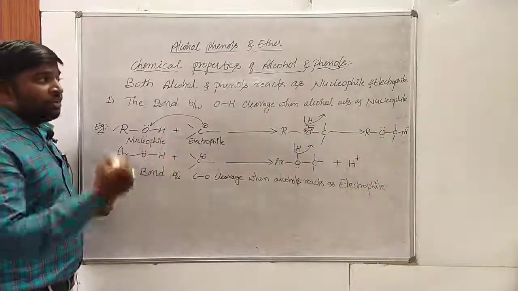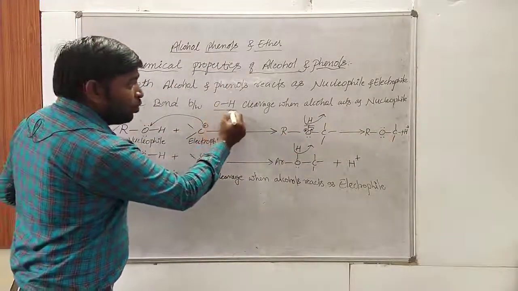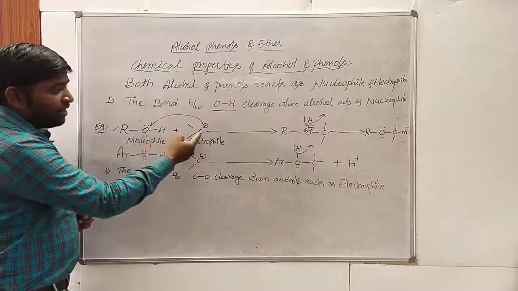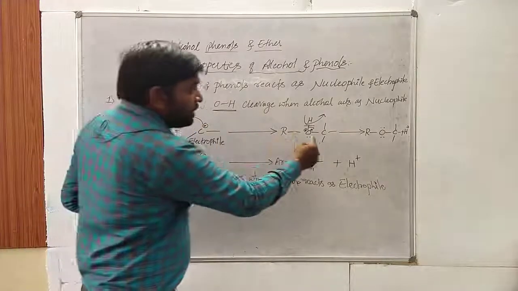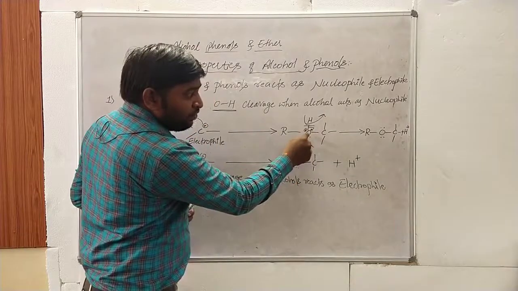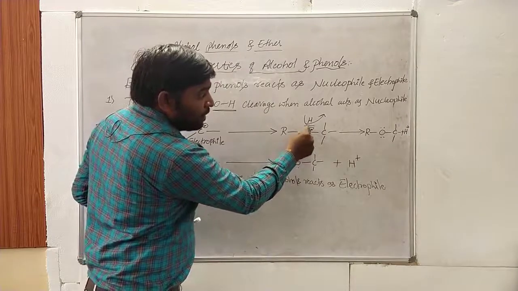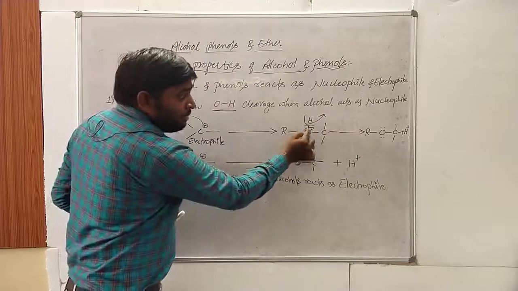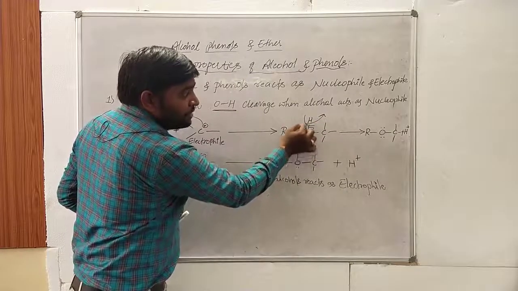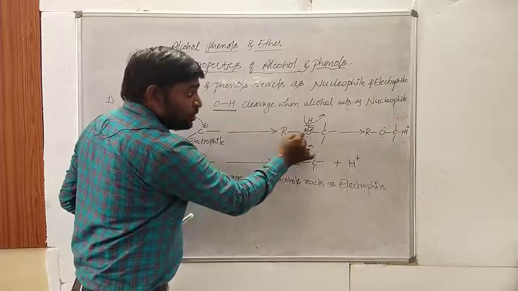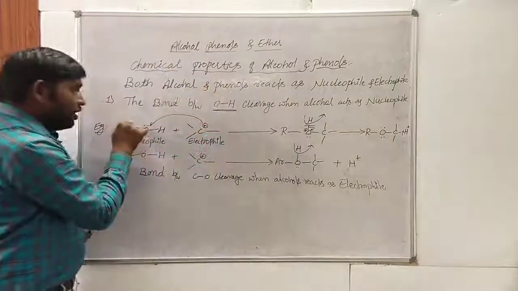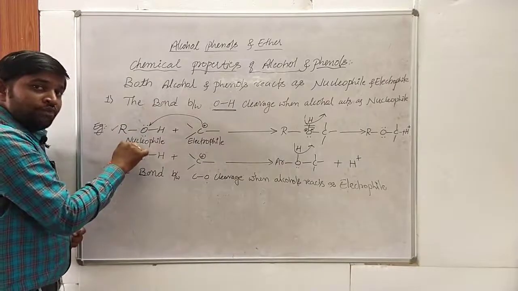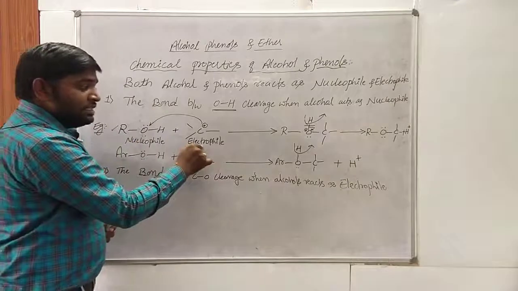Now we confirm what type of bond is cleaved: the OH bond is cleaved. See here, ROH is there after the attack of the electrophile. After the electrophile attacks, the bond between the oxygen atom and hydrogen is cleaved and that hydrogen is eliminated. That means cleavage of the OH bond takes place. At that time, due to cleavage of the OH bond, the alcohol acts as a nucleophile, and this acts as an electrophile.